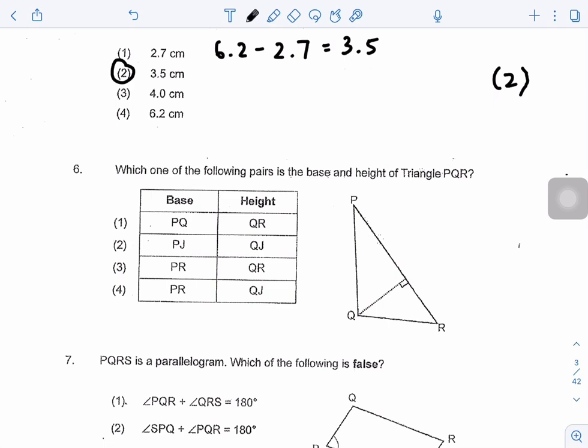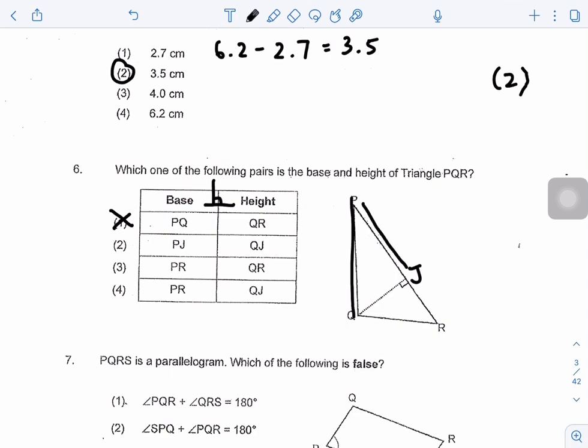Question 6. Which of the following pairs is the base and height of triangle PQR? Okay, the base and the height have to meet at a right angle, right? There's a missing alphabet here. This should be J. Okay, if PQ is the height, PQ is not perpendicular to any line, so this is out. Okay, remember base and height have to meet at the right angle.